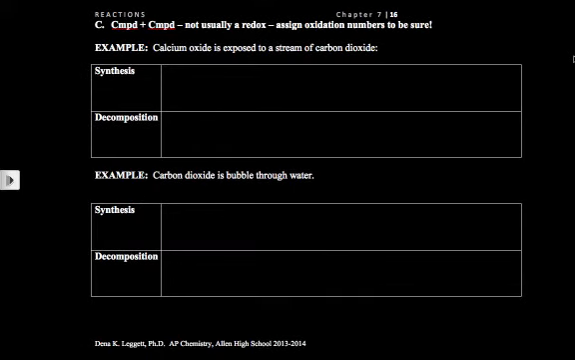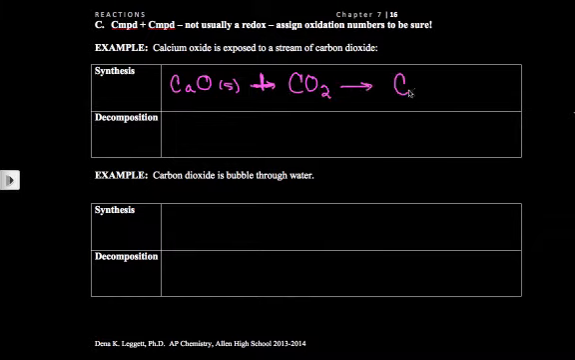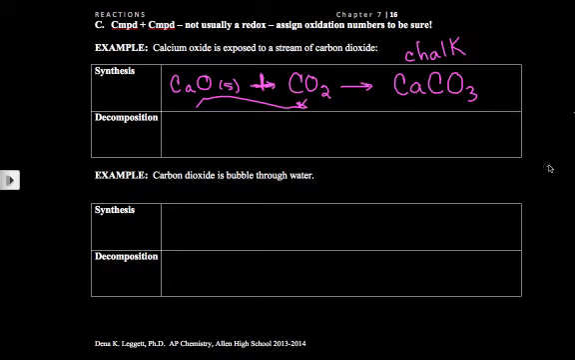Let's go on to a couple more examples here. These next two are compound plus compound. These are typically not going to be redox, but I would always assign oxidation numbers just to be sure if I was asked that question. So as a synthesis, if I had calcium oxide, ionic compounds are solids, exposed to a stream of, so plus, carbon dioxide. Most of these you can pop together. And there you go. 1 calcium, 1 carbon, 3 oxygens. This is chalk. Calcium carbonate is chalk, or it's what's found in shells and that type of thing.